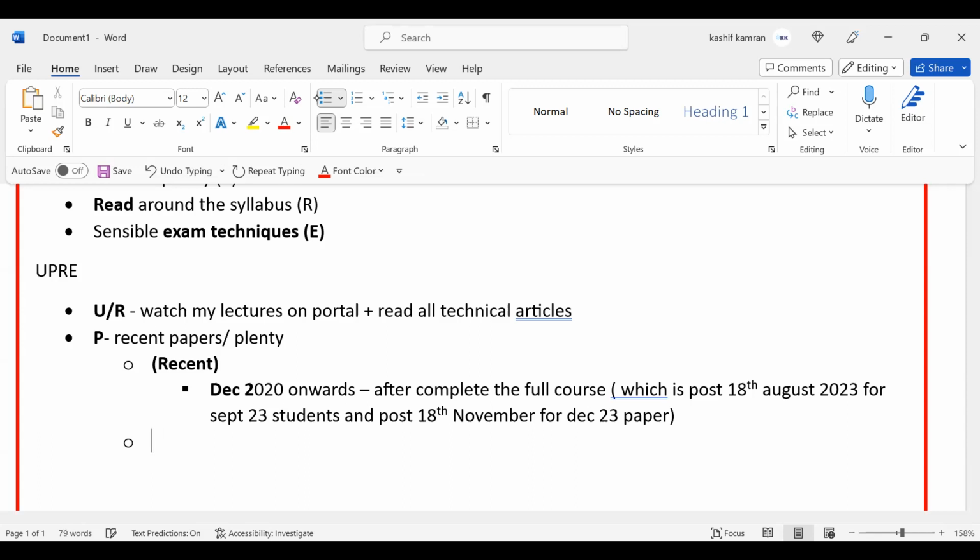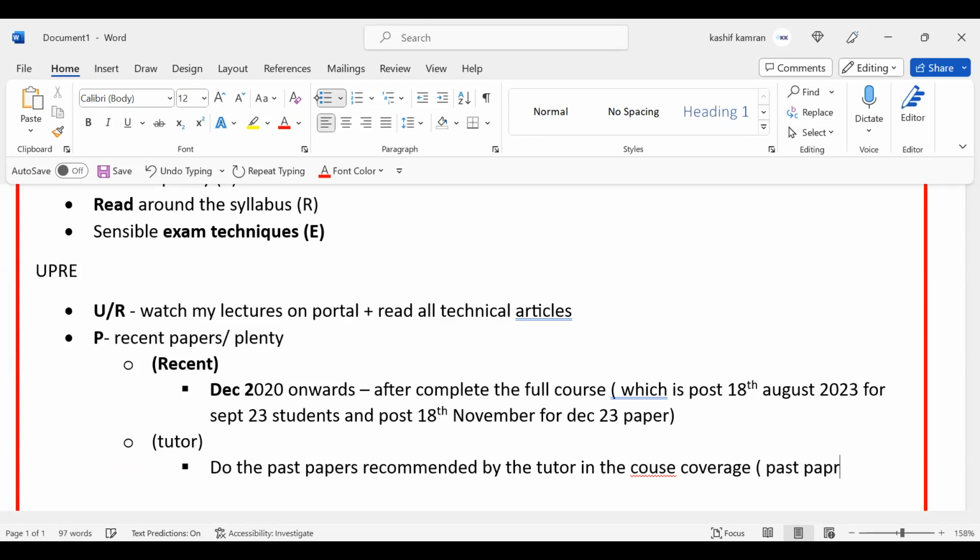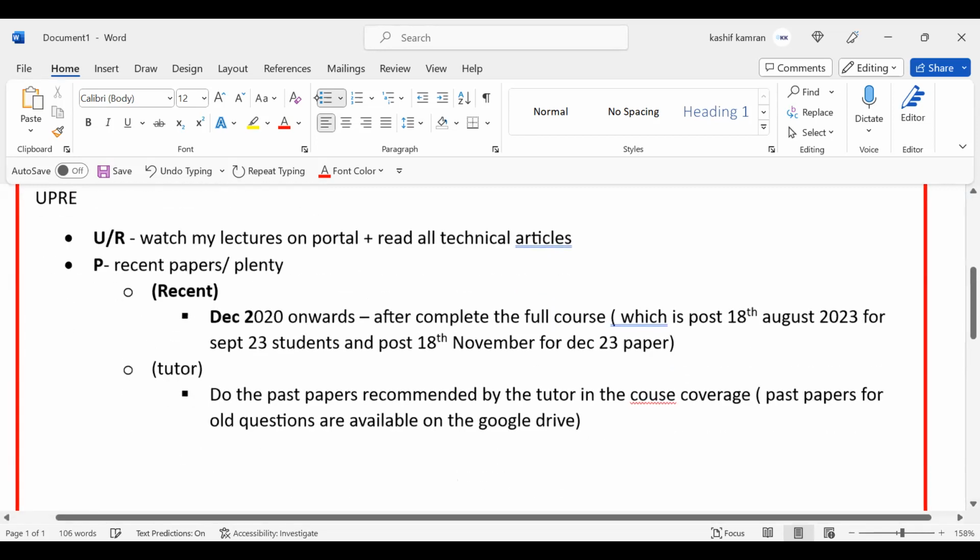So do the ones recommended by the tutor in the course. Do the past papers recommended by the tutor in the course coverage, whichever papers they are, and they're all available. Past papers for old questions are available on the Google Drive, and you all have the Google Drive, right, for past papers.